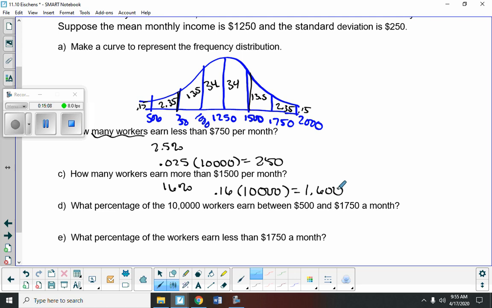What percentage of the 10,000 workers earn between 500 and 1,750? So between 500 and 1,750, you just add all those percents, you get 97.35%. What percentage of the workers earn less than 1,750? That would be 97.5. So 1,750 is right here, so you add all those numbers, or you could subtract this from 100%, so you get 97.5%.